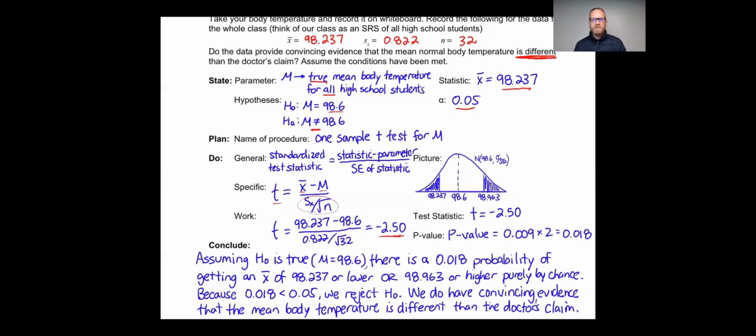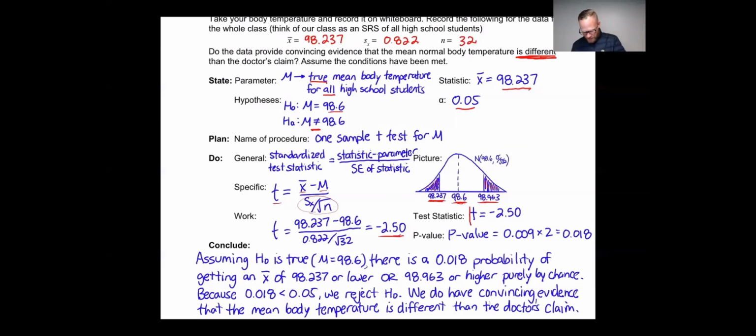So that means that we are 2.5 standard errors below the mean, which would lead us to believe that the p-value is going to be fairly small here. So you'll see in our picture here, the mean is 98.6. That's our null hypothesis. And then here is our statistic, 98.237. And you'll notice, because this is two-sided, we had to make sure that we shaded on both sides of the normal distribution here. And I just calculated this value to be the same distance from 98.6 as our statistic.